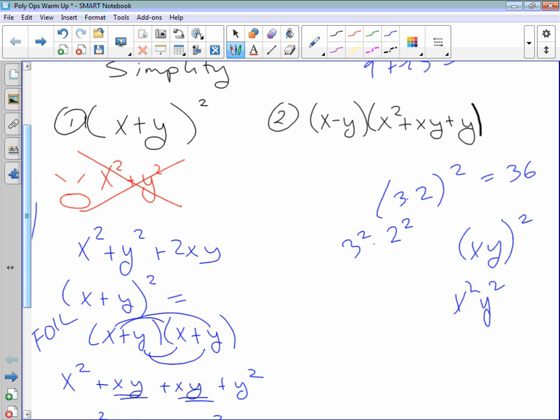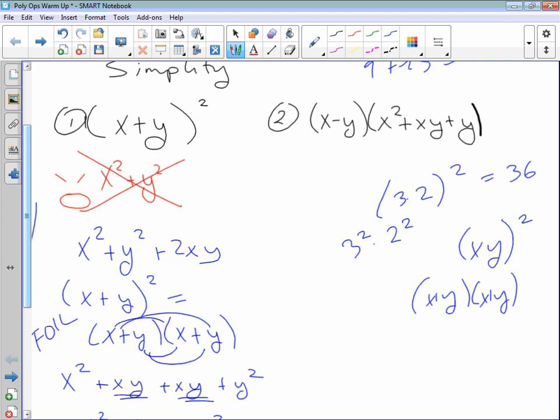Now, the other way you can think about it is if you see x times y and you're squaring it, remember what that square means. It means you're just writing it twice. So now I have x times y times x times y. It's all multiplication, right? So it really doesn't matter what order I do it in.